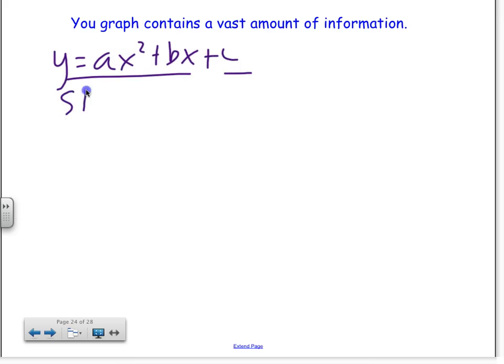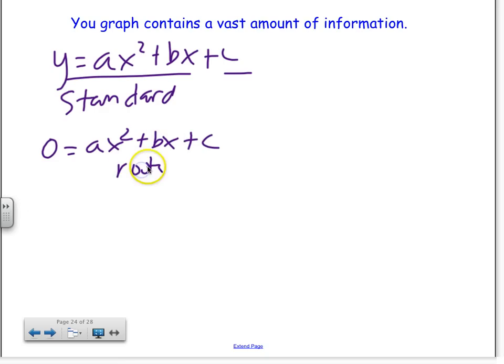This is what we call a standard form, a quadratic standard form, just like we have the linear standard form. Y equals ax squared plus bx plus c. When you set y equal to 0, you are setting yourself up to solve for the roots, or the x-intercepts. Is that true? And how many ways can you solve for the roots?